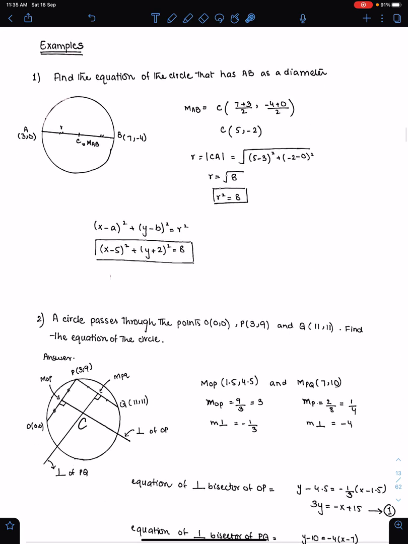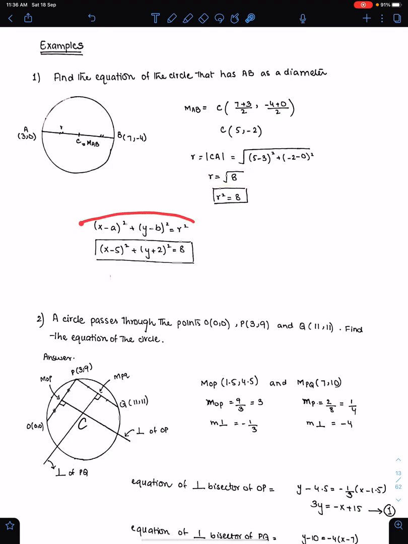So examples. Number 1, find the equation of the circle that has AB as diameter. Therefore, the midpoint of the diameter will be the center of the circle. So we can get the midpoint, and this will be the center of the circle. And the radius will be either this distance CA or CB or half of AB. So I'm finding CA. So the radius is under root 8 and r square is 8.